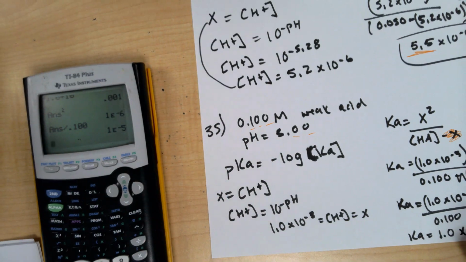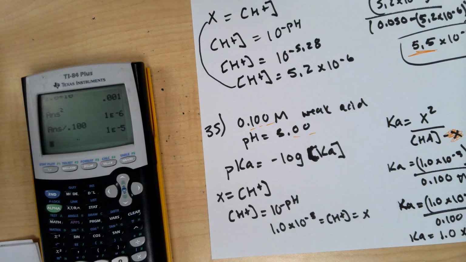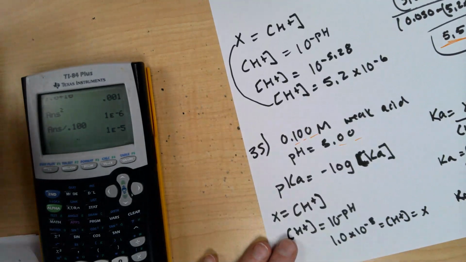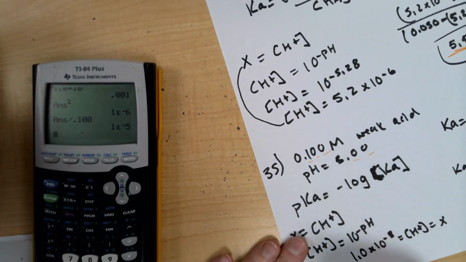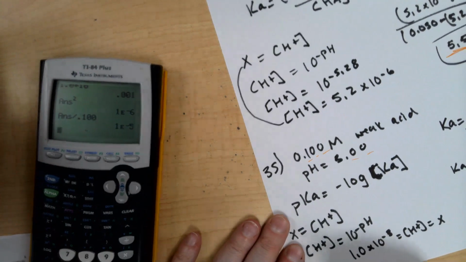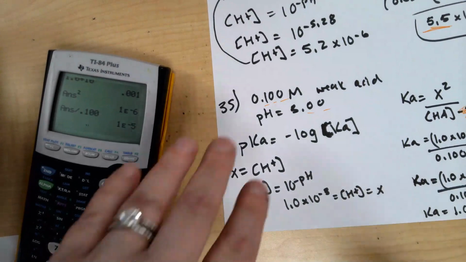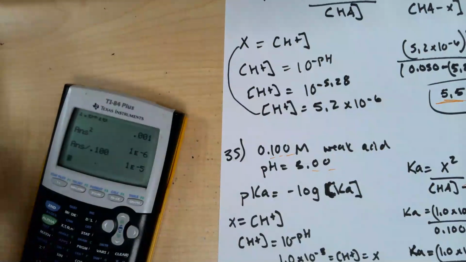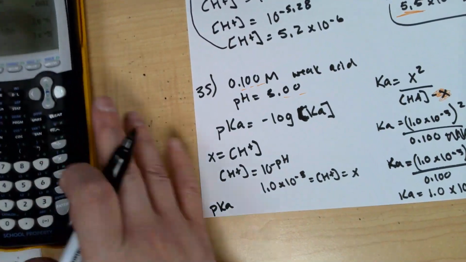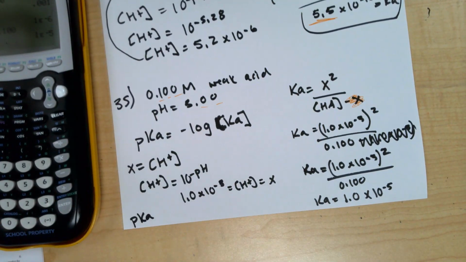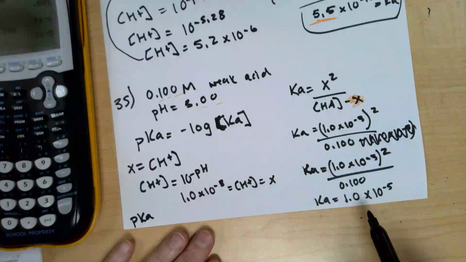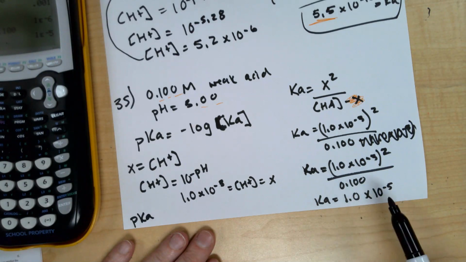And now, if we do the negative log of this, you can probably see that it's going to be 5. But now that we have the Ka, we're going to plug it into the pKa formula. Am I out of frame again? Sorry, I'm at the bottom of the paper, sitting far back in the chair, and it's hard to keep this in frame. Okay. Got this as the Ka, right? We can see that the pKa is going to be 5.